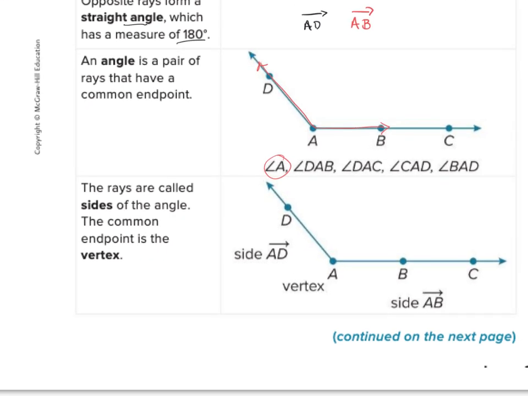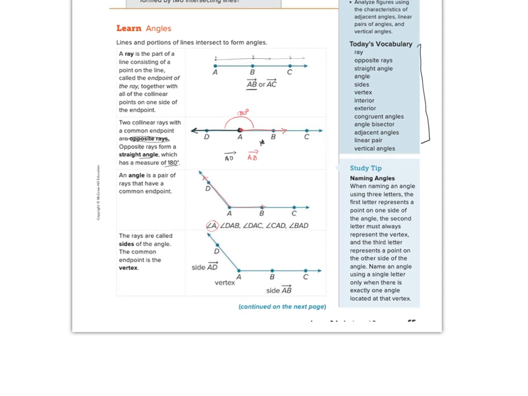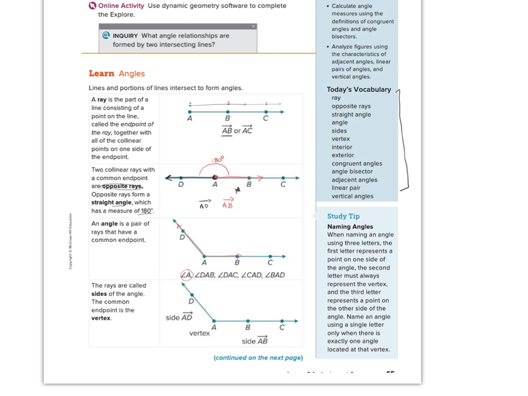The rays are the sides of my angle, and then you have the vertex as that common point that they come to. So again, I have ray AD, I have ray AB, they have a common vertex of A, and there are the characteristics and parts of an angle. Hopefully this is a review. These are some basics that go back to elementary school, when we talked about geometry, angles, measurements, those kinds of things.